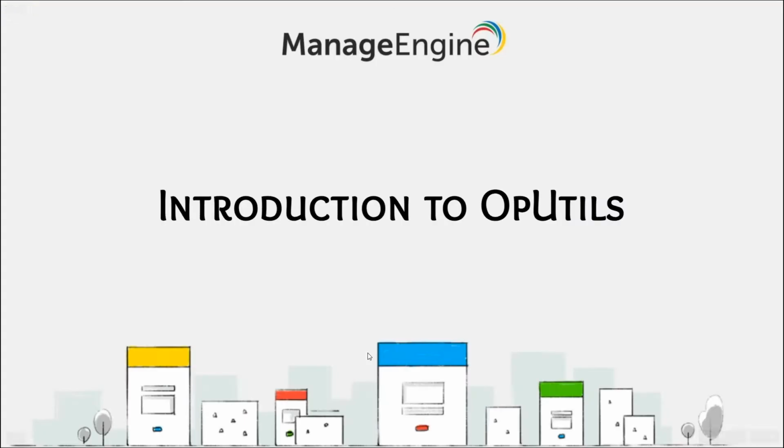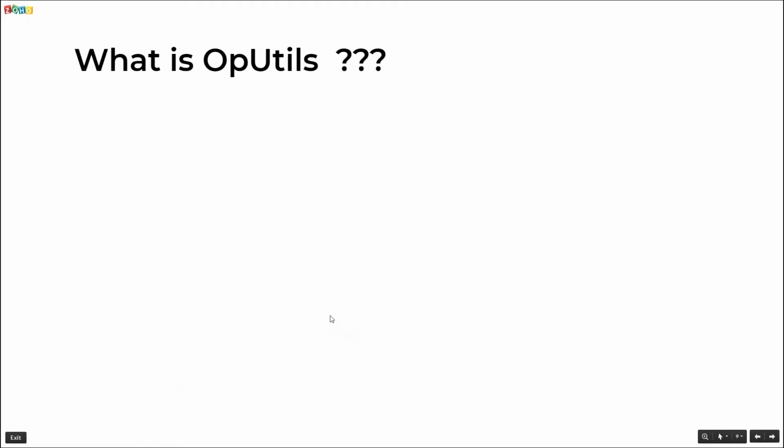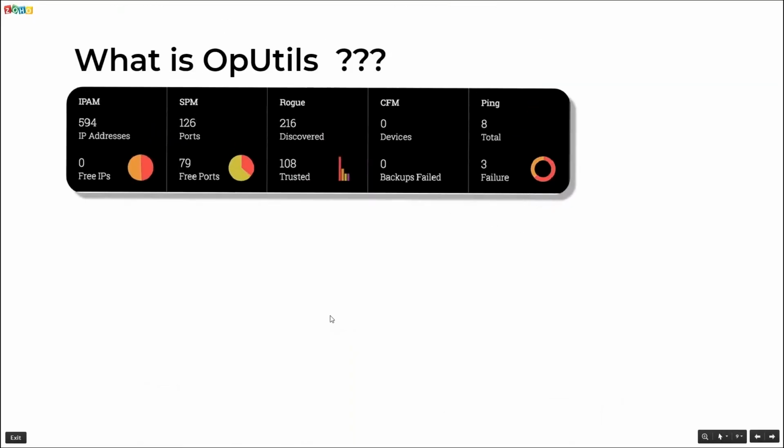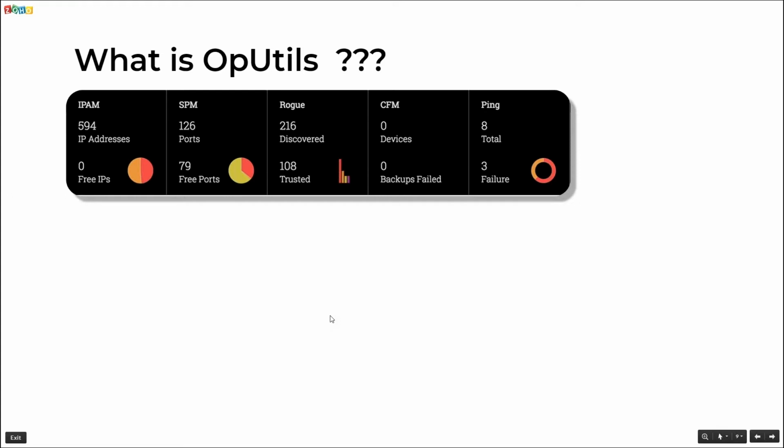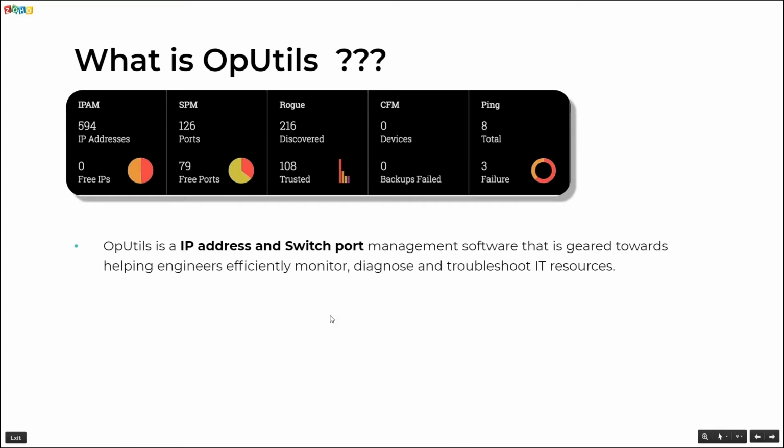So now let's see what is OpUtils and the introduction to OpUtils and how this is going to help us in real time to manage our network devices or our resources which are available in our environment, such as IPs and ports, with various features and options to have a better resource planning and capacity management. So what is OpUtils? You'll be wondering what OpUtils as a software is going to help us in achieving in our day-to-day real-time needs when it comes to a system or a network administrator.